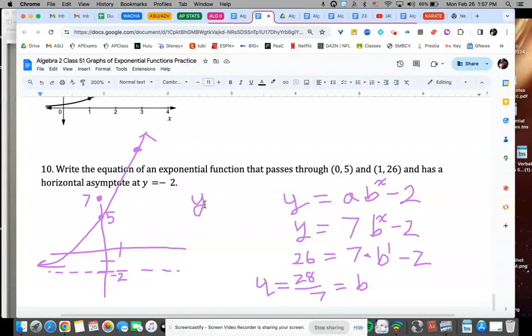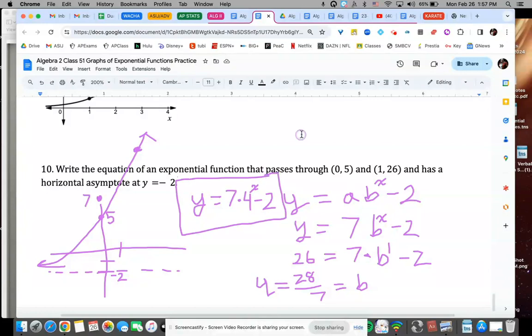So let me rewrite this. Y equals starting amount of 7 before the shift. My rate is 4. And then I raise it to the x. And then the whole thing minus 2. So that's my answer. That's my equation.